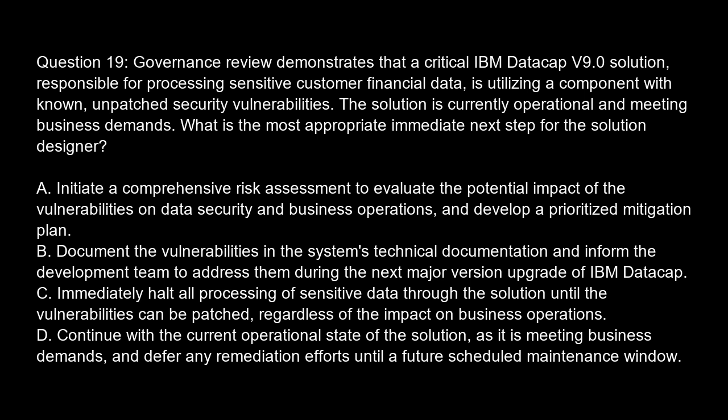Option A. Initiate a comprehensive risk assessment to evaluate the potential impact of the vulnerabilities on data security and business operations, and develop a prioritized mitigation plan. Option B. Document the vulnerabilities in the system's technical documentation and inform the development team to address them during the next major version upgrade of IBM Datacap. Option C. Immediately halt all processing of sensitive data through the solution until the vulnerabilities can be patched, regardless of the impact on business operations. Option D. Continue with the current operational state of the solution, as it is meeting business demands, and defer any remediation efforts until a future scheduled maintenance window.